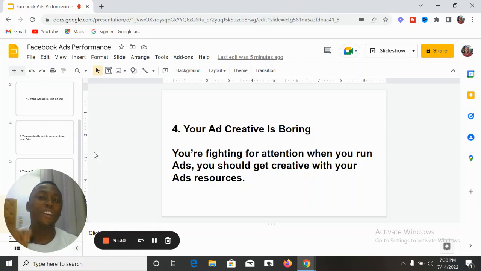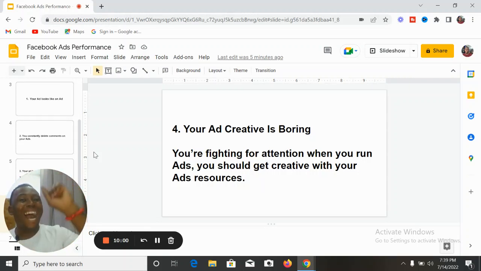But once you have a boring creative, your advert performance will drop because the relevance score of your advert will be low. Relevancy means Facebook's ability to detect if this advert is relevant to the audience that they are showing it to. Now, if your creative is boring and people are not paying attention to the advert, it means that it is not relevant to them. The relevance score will be low. And if your relevance score is low, the ad cost, the amount you are spending on ad, will go up and the performance will drop.